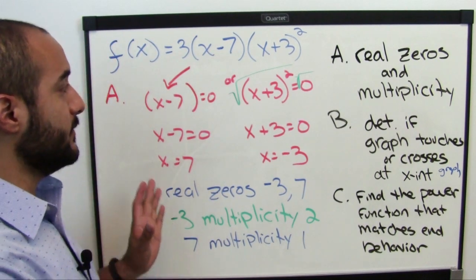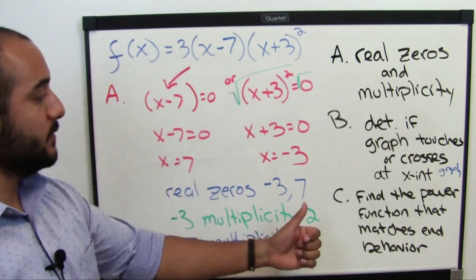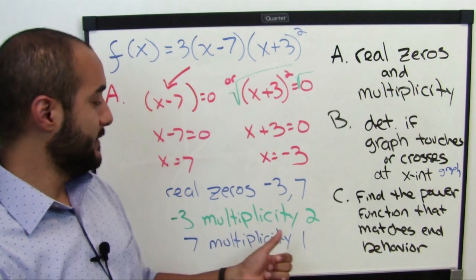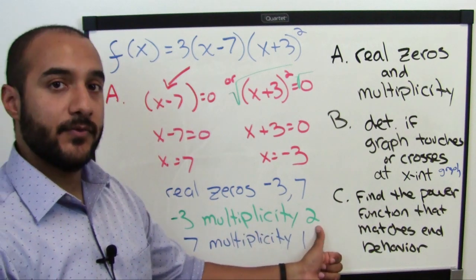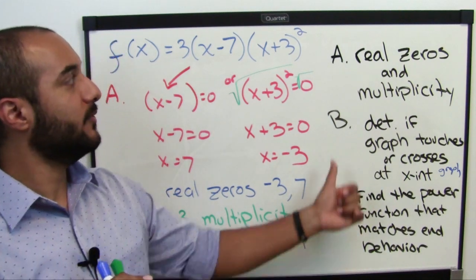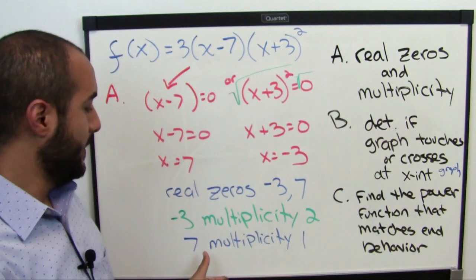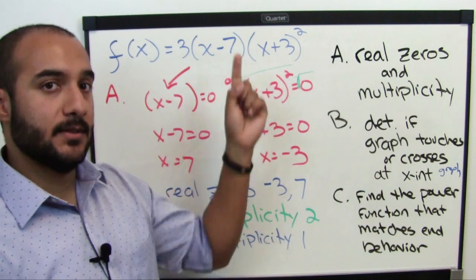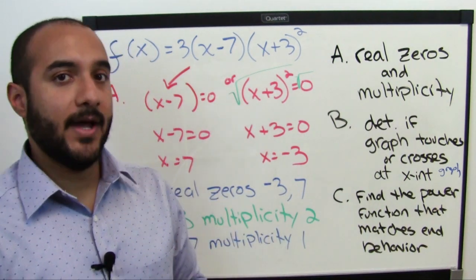Okay, so here's my answer for just part A. My real zeros are -3 and 7, but my -3 has a multiplicity of 2. Remember, where did I get that number from? That is our exponent for that factor. And my 7 has a multiplicity of 1 because, same thing, that is my exponent for that factor.